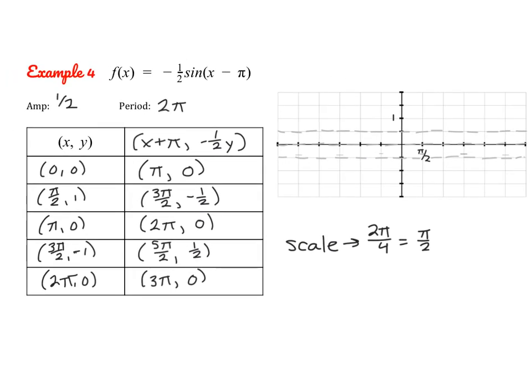Okay, now we can start plotting our coordinates. So our first coordinate is at pi, 0, remember, because it was shifted to the right pi. And then our next coordinate is at 3 pi over 2, negative 1/2. So remember, because of this vertical reflection, our graph is actually going to go down first. And then we're going to go back to the midline, 2 pi, 0, 5 pi over 2, 1/2, and then 3 pi. And there you have it.